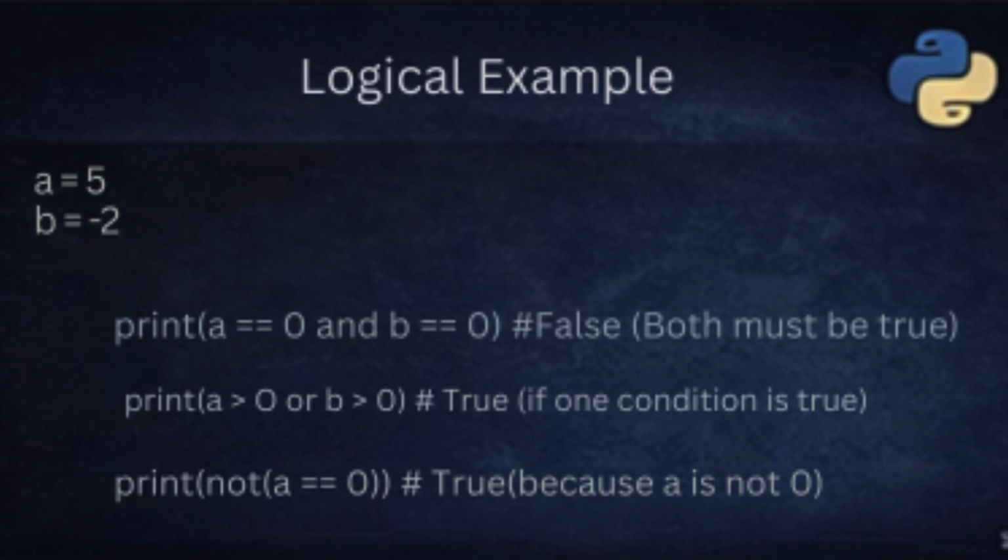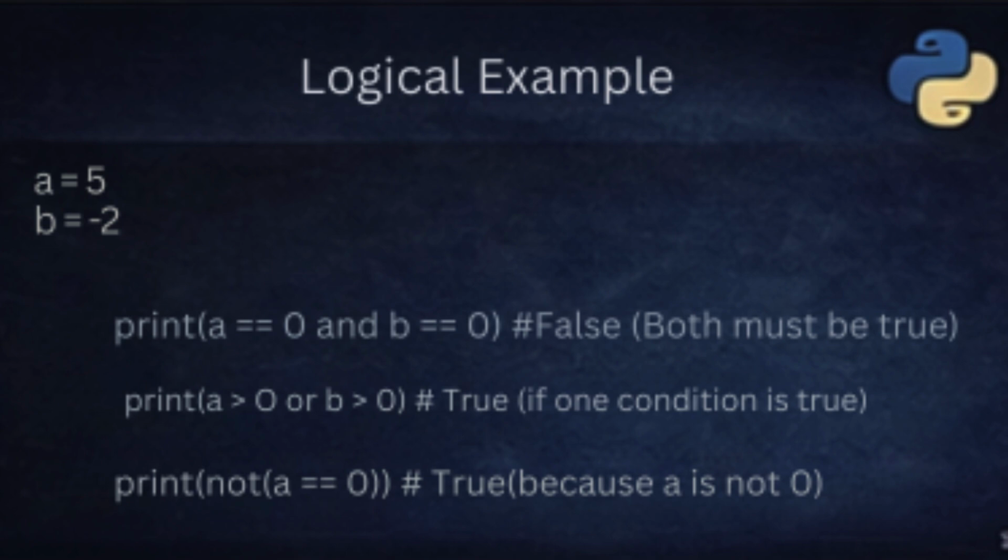Now let's see the second statement. Print A greater than 0 or B greater than 0. The OR operator checks if at least one condition is true. First condition, A greater than 0. This is true, because 5 is greater than 0. Second condition, B greater than 0. This is false, because -2 is not greater than 0. But since one condition is true, the final result will be true.